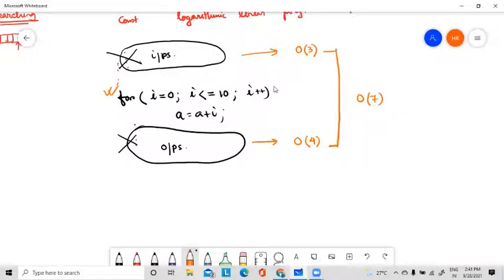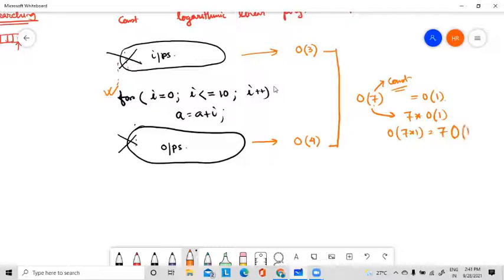So again, it is a constant value. This type of constant value is always represented as order of 1, because we are representing them only that way. Remember, this will be converted to 7 into order of 1. This is equal to order of 7 into 1. So finally 7 will come out.